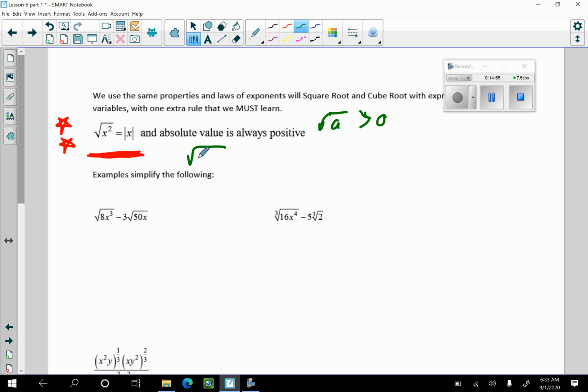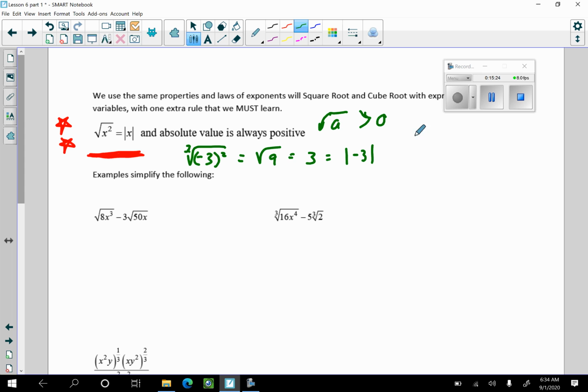A good example here of this dude, what is the square root of negative 3 squared? Well, the negative 3 squared is 9, so that's the square root of 9, which is equal to 3. And what is 3? 3 is the absolute value of negative 3, because I started with negative 3. If I'm square rooting the square here, I could write the square root of this thing squared. It's not negative 3, it's the absolute value of negative 3, which is 3.